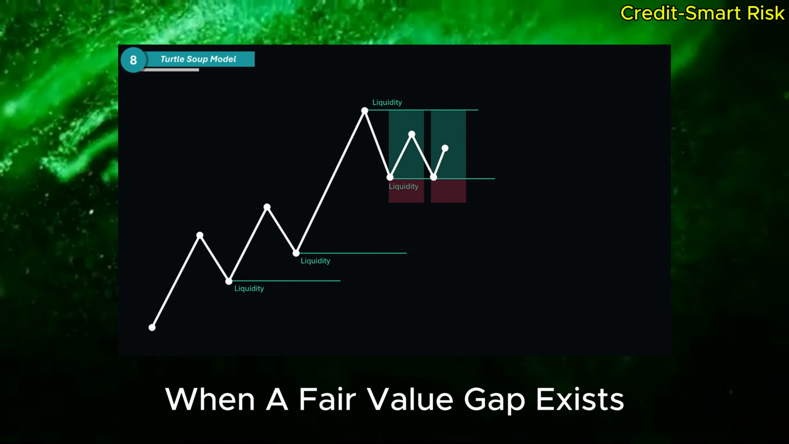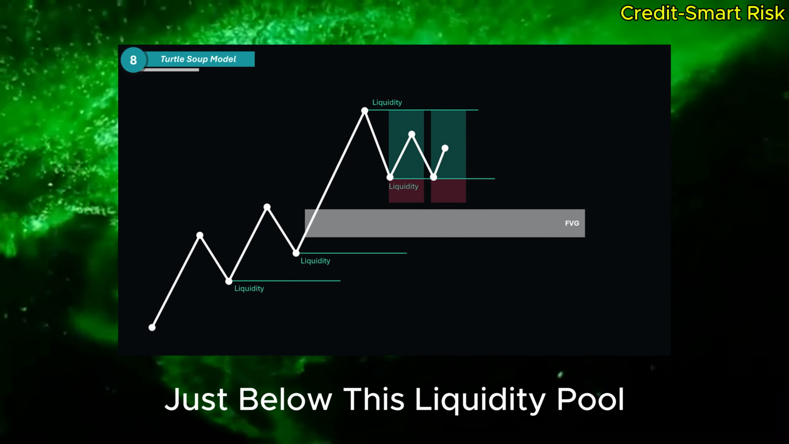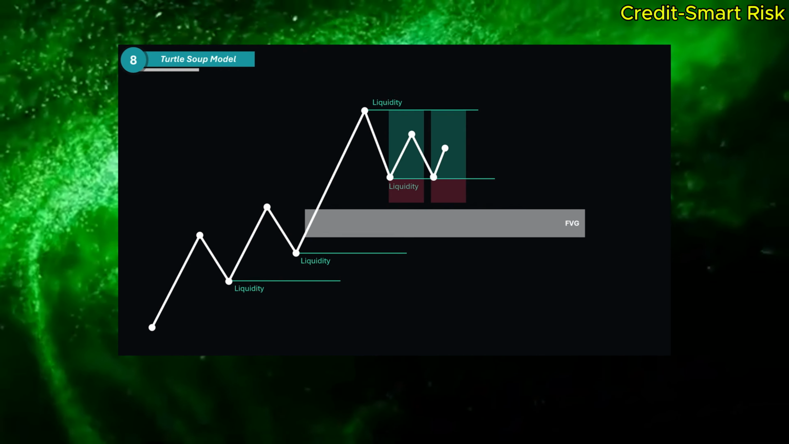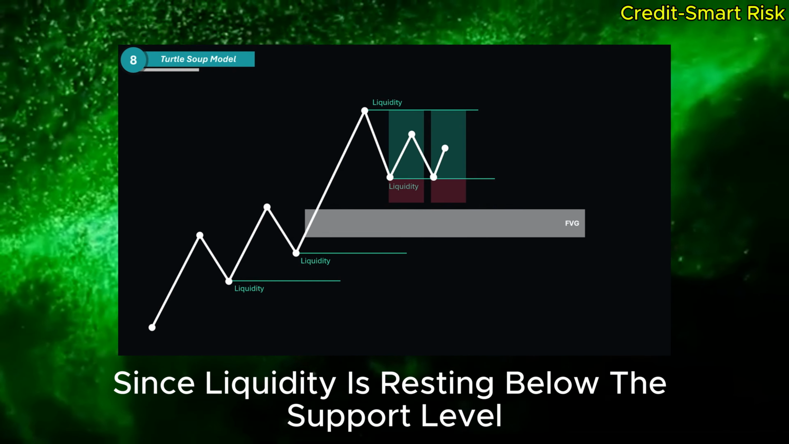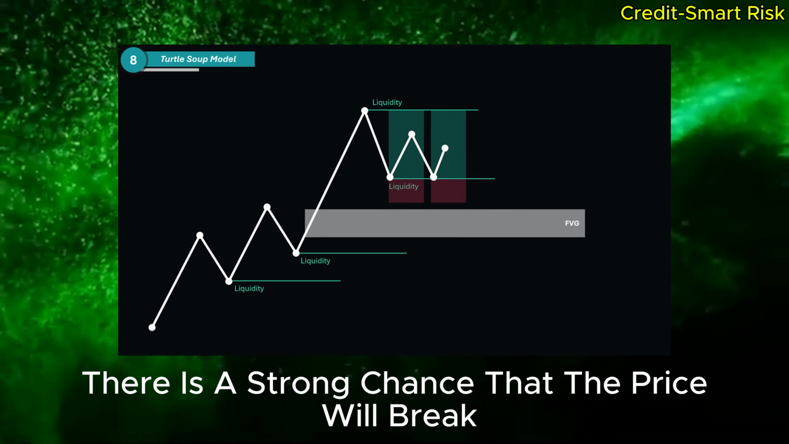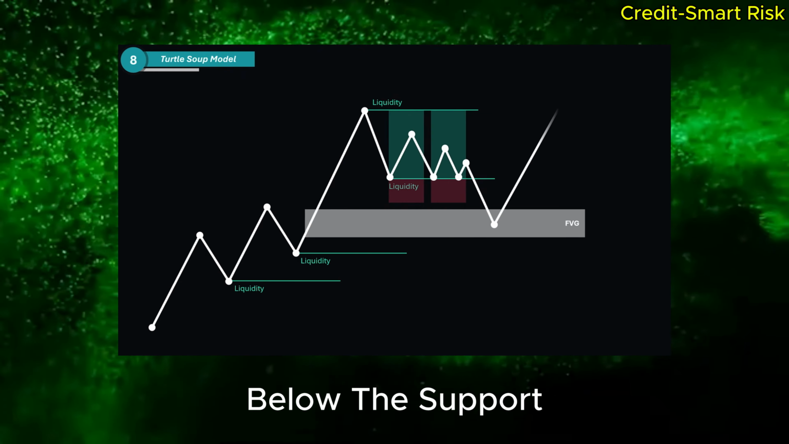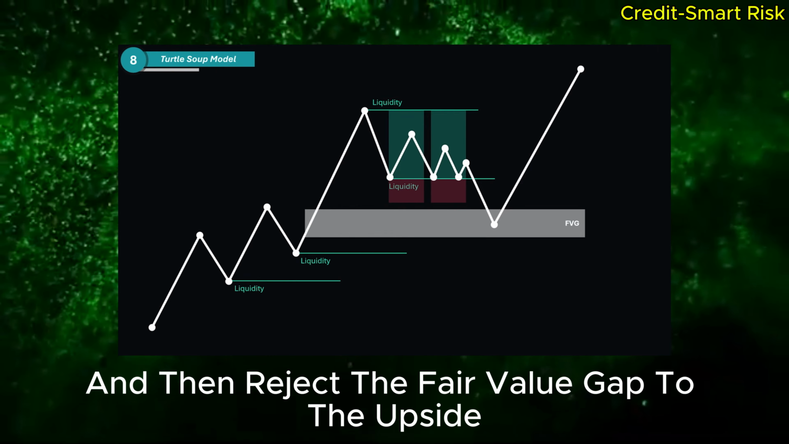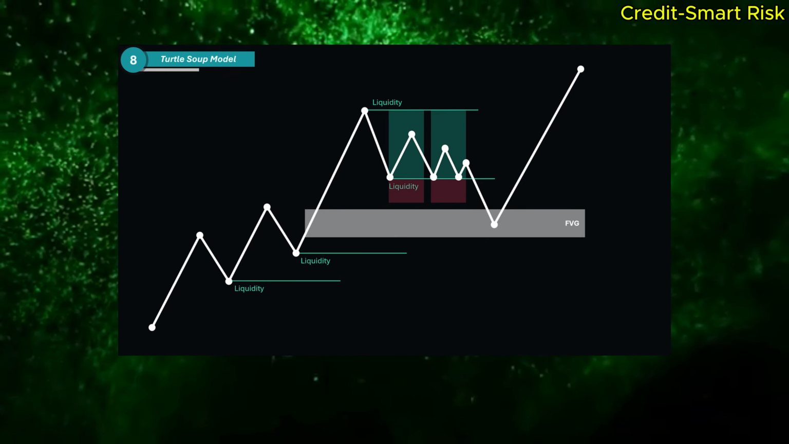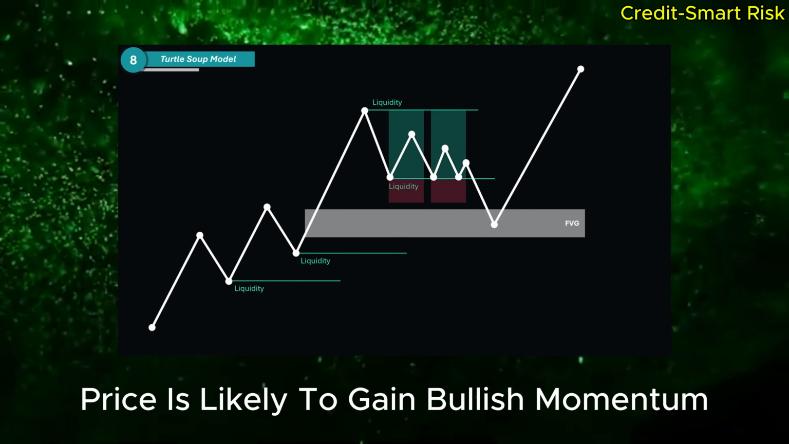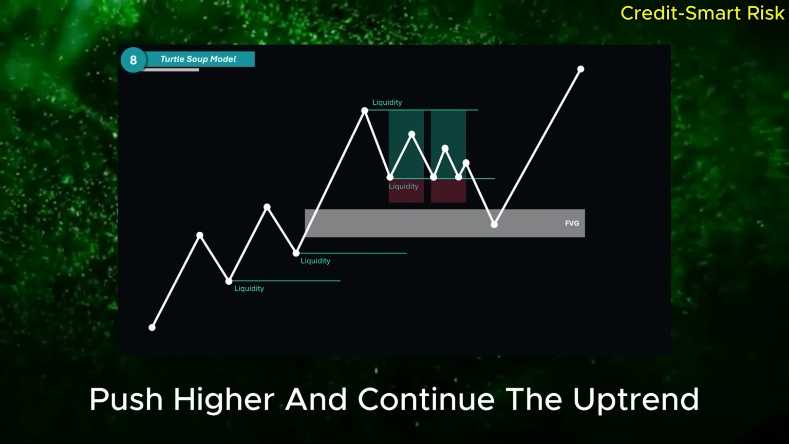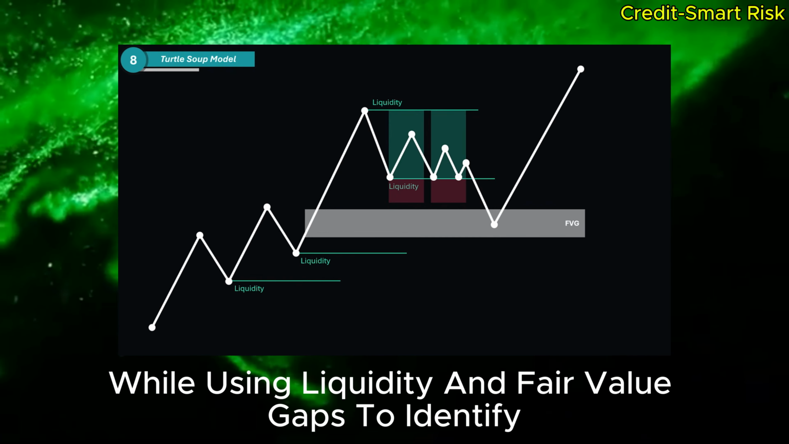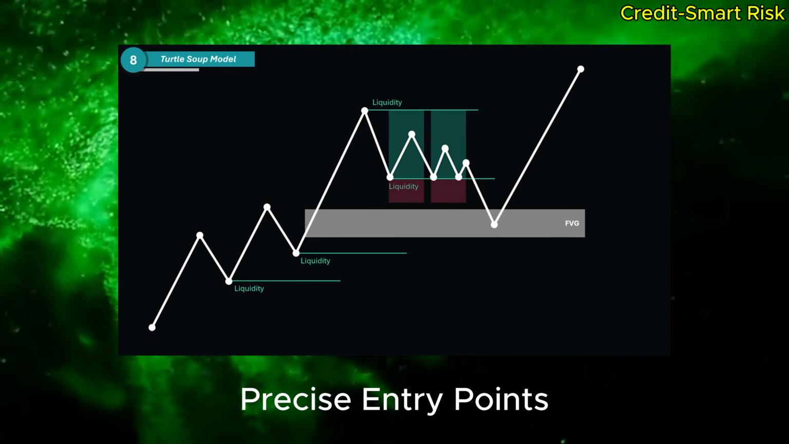Now things get interesting. When a fair value gap exists just below this liquidity pool, this creates a high probability trade opportunity in this area. Since liquidity is resting below the support level, there is a strong chance that the price will break below the support, sweep liquidity, and then reject the fair value gap to the upside. Once this rejection occurs, price is likely to gain bullish momentum, push higher and continue the uptrend.